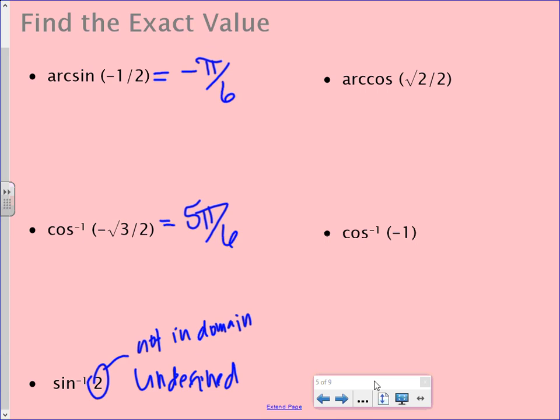The arc cosine of radical 2 over 2. That's asking you, where is cosine radical 2 over 2? Pi over 4. That's a nice one, isn't it? Inverse cosine of negative 1. Where is the cosine negative 1? Pi. Does that fit in the range of inverse cosine? Inverse cosine's range is 0 to pi, so pi is an acceptable answer.